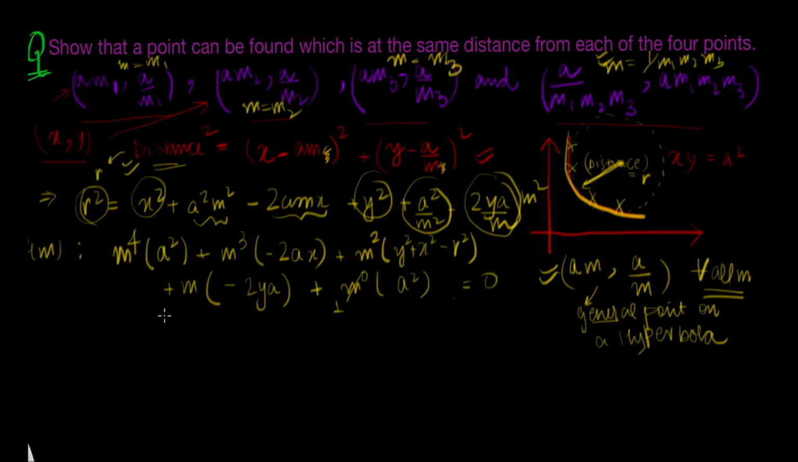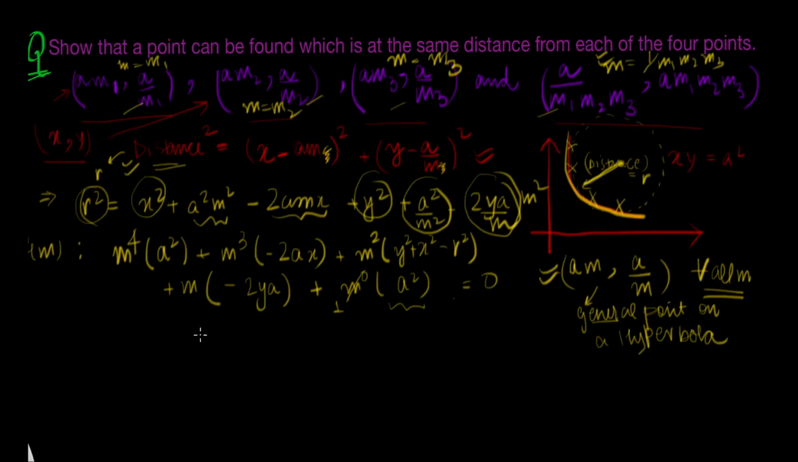So we have essentially reduced the problem to solving a biquadratic equation such that the coefficients are like so: a squared for m to the 4th, minus 2ax for m to the 3, this for m squared, this for m, and the coefficient being a square. Now, if we can solve this biquadratic equation, we will get all the points, and we can show that they would satisfy point A, point B, point C, and point D.